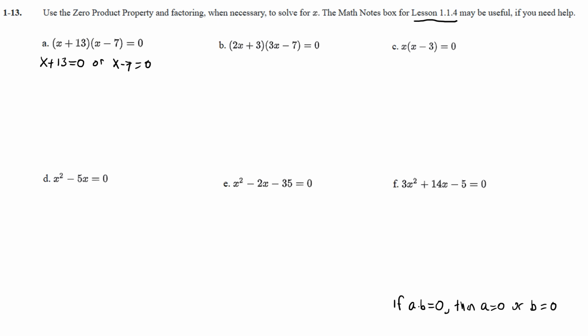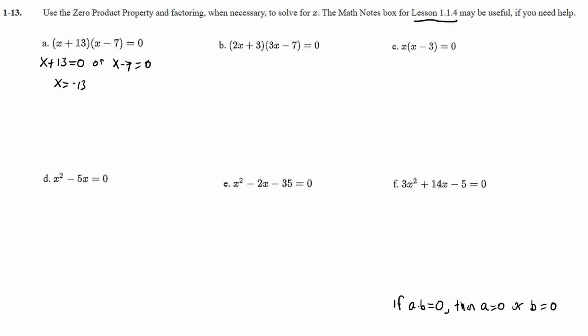Factored form is when you have expressions as products equaling a number. And since that equals 0, we use the zero product property of these equations and we solve. So what plus 13 equals 0? Well, that would be negative 13.